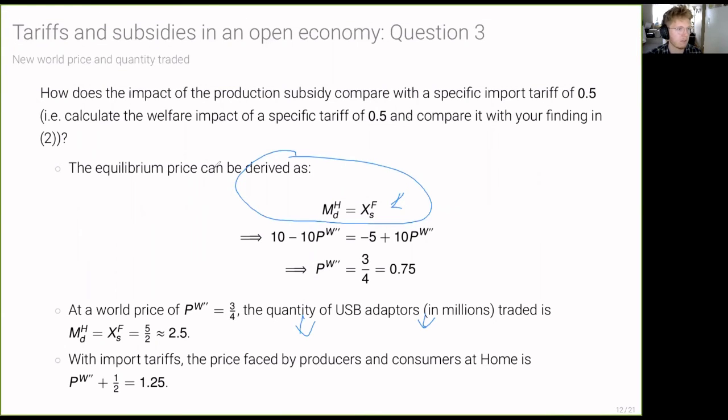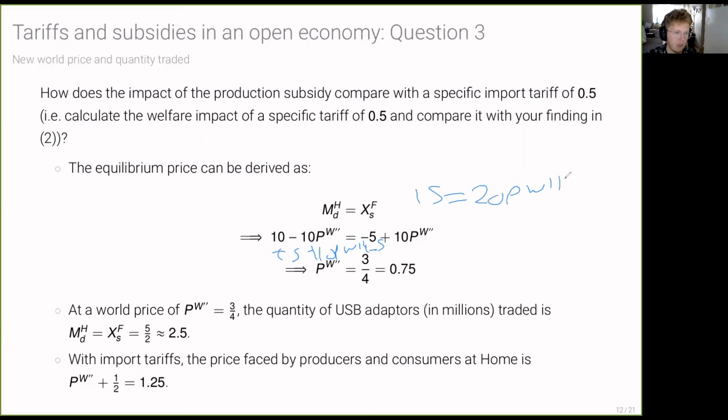Solving for the equilibrium price is going to be exactly the same as before. We set import demand equal to foreign export supply. If I add 5 to both sides and add 10 PW tilde tilde to both sides, I get 15 equal to 20 PW tilde tilde, or 15 over 20 is equal to PW tilde tilde, which is the same as 3/4. So the new world price must be equal to 0.75.